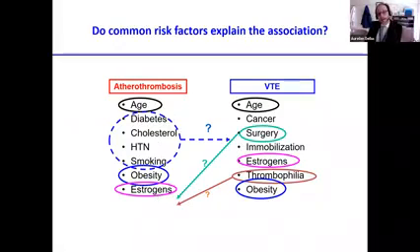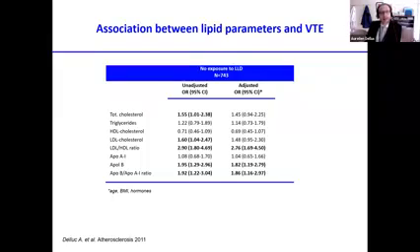So it made sense to look at the association between dyslipidemia and the risk for venous thromboembolism. And we did that in our case control study already 10 years ago. We took cases of patients with unprovoked VTE. They were matched with controls. The matching factors were age and sex. And we measured their lipid panels.